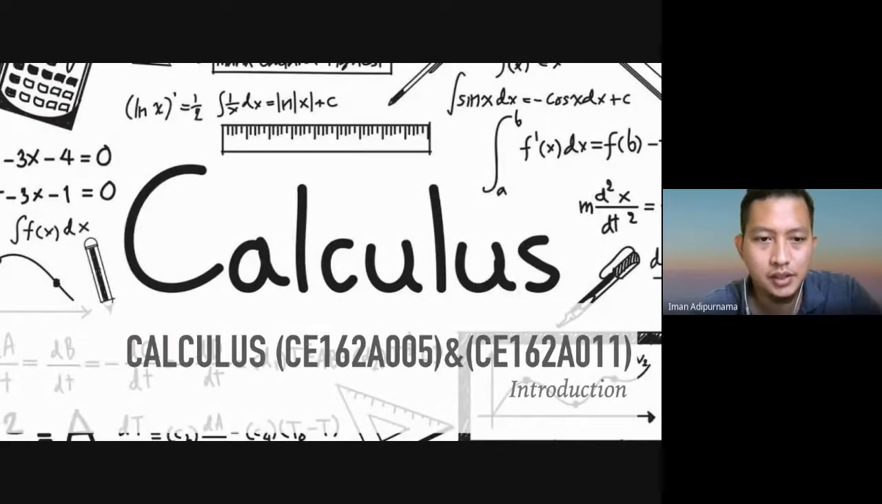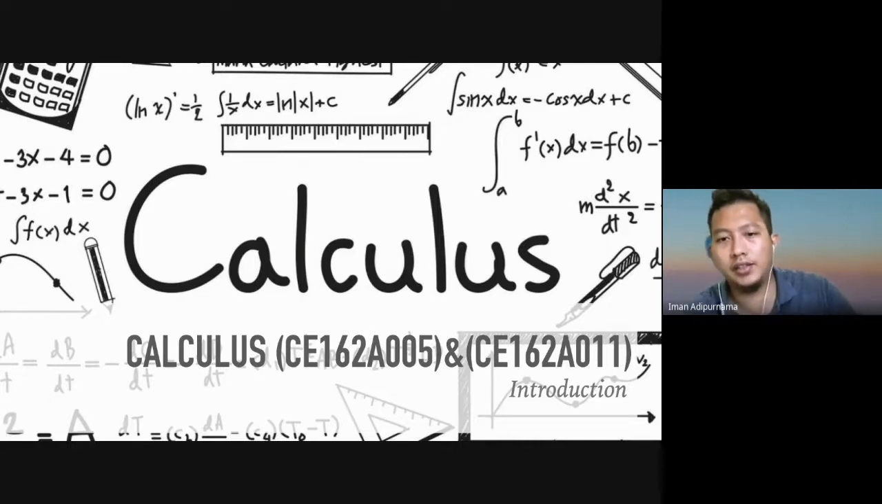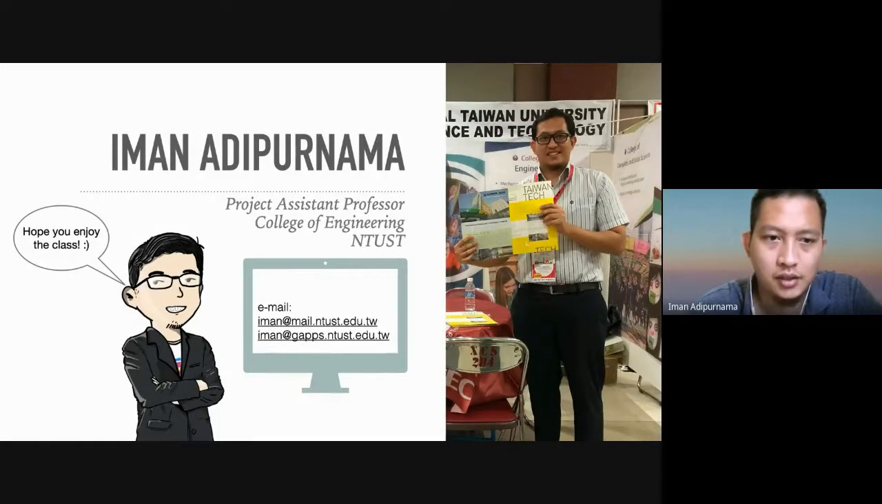Okay, this is our course. We are now in CE162A005, or I will call this class Calculus A. Okay, this is me. I've been teaching calculus for almost 3 years in this university, NTUST. That is my email. You can reach me at either of those two, but I prefer the second one because the first one sometimes goes to your spam, so I usually won't notice the email. So I prefer you reach me through the second email, the G Apps, and you can also apply for the Google account that I told you before.